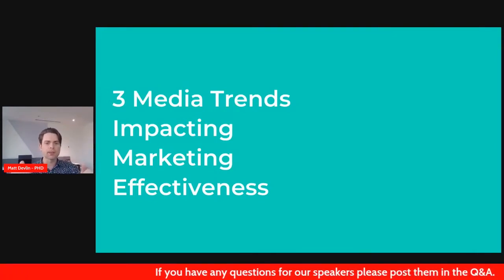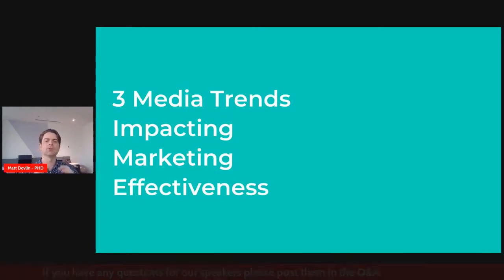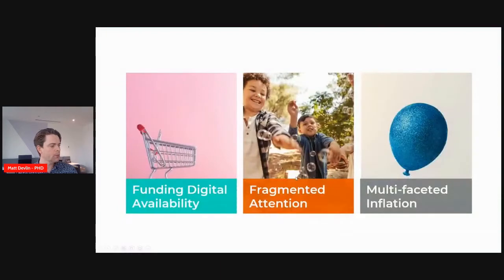We are a couple of weeks away from the point in the year where that data converges and we really lean into building the story for the end of November. And what I thought I would do today is spend 10 minutes talking about 3 trends that we think are really important in media that are having an impact on marketing effectiveness. These are trends that we looked at a little bit last year in CMUST, and we're going to be coming back to in some form this year as well. And they are the need to fund digital availability, fragmented attention, and multifaceted inflation. And actually, these trends are going to fit pretty nicely into some of the content you've already seen today.